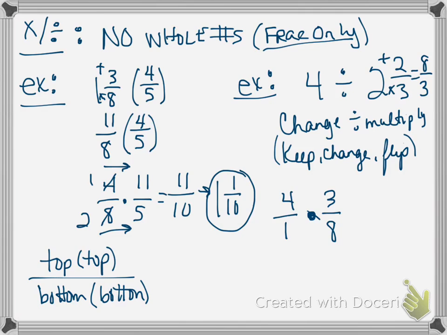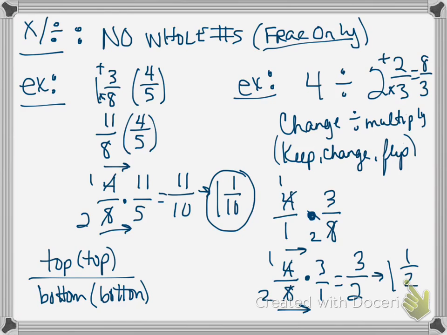So we're going to say 3/8. If you wanted to cross-reduce, you could rewrite your 8 and your 1. This is a 1. This is a 2. If you don't want to rewrite it, you can still do it like this. Top times top, bottom times bottom. 1 times 3 is 3. 2 times 1 is 2. 1 and 1/2. So that is your review.